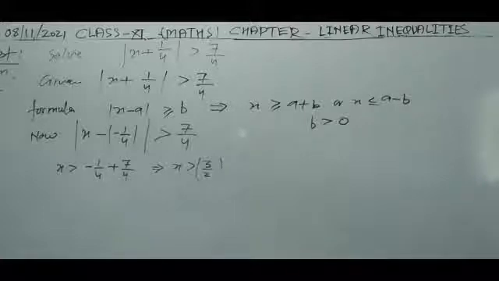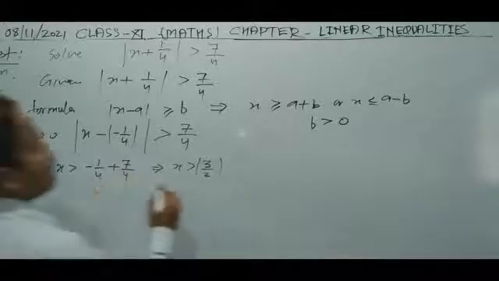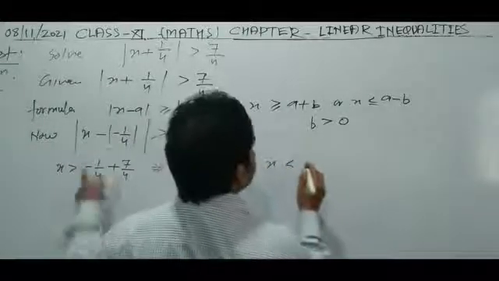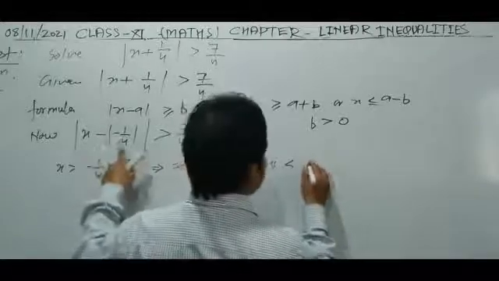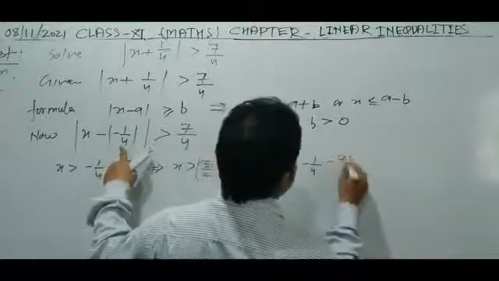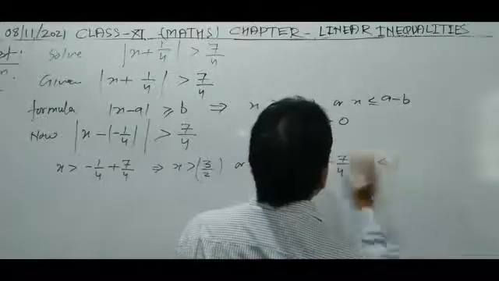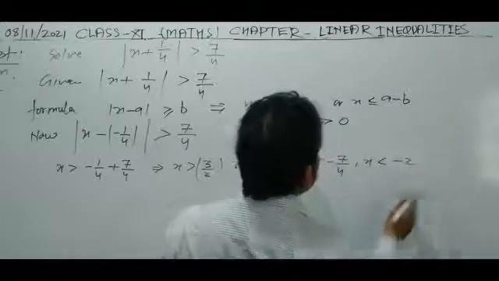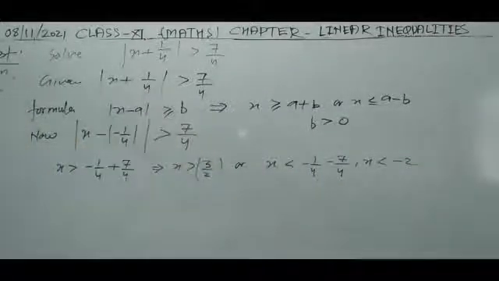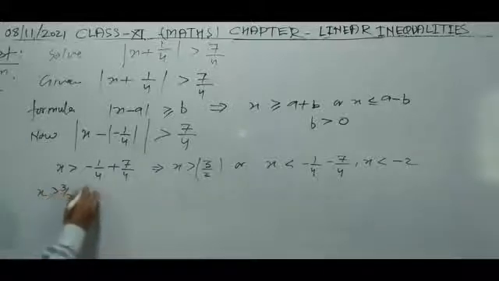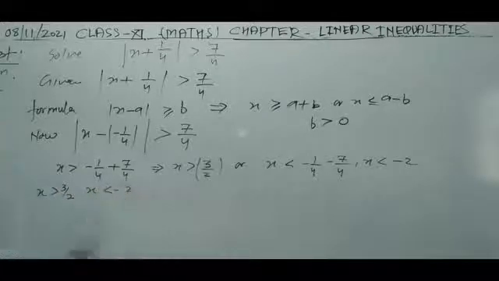Now, second case: you can take x is less than a minus b. So a is here: minus 1 by 4 minus 7 by 4, and this result will be minus 8 by 4, which is minus 2. So x is less than minus 2. Now what will be the solution? On the number line, x is greater than 3 by 2 and x is less than minus 2.